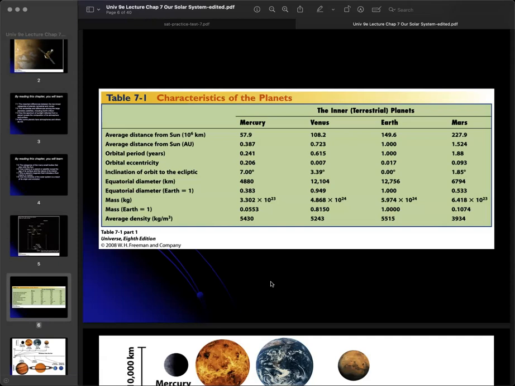And if you look at the last column here, last row, which compares the densities of the different planets, you will see that Earth is made from material which has the highest average density of 5515. And the other densities are similar. Mercury has 5430, Venus is 5243. But Mars is especially made of less dense material.